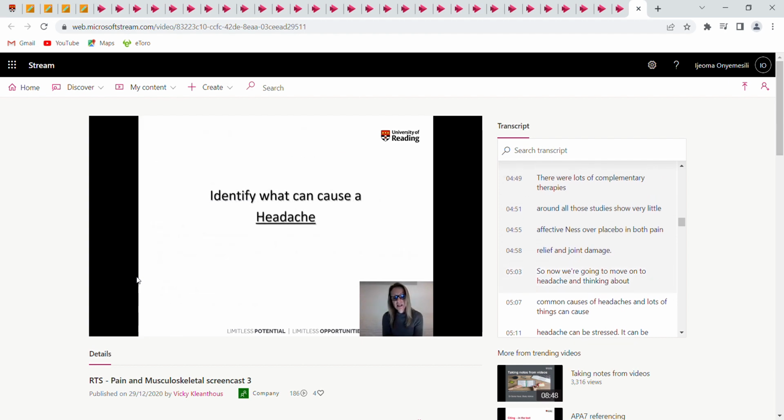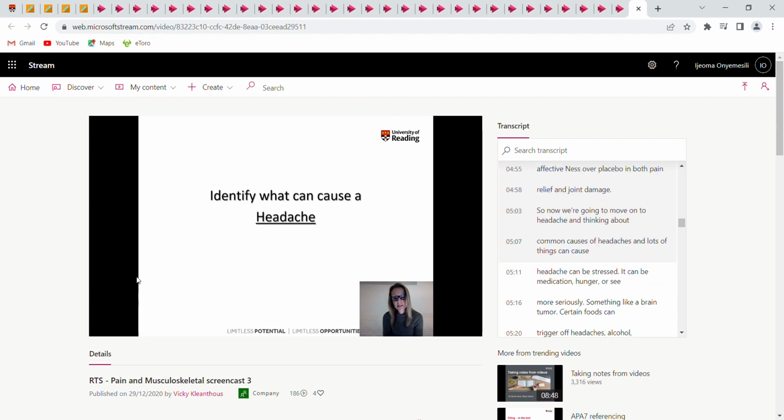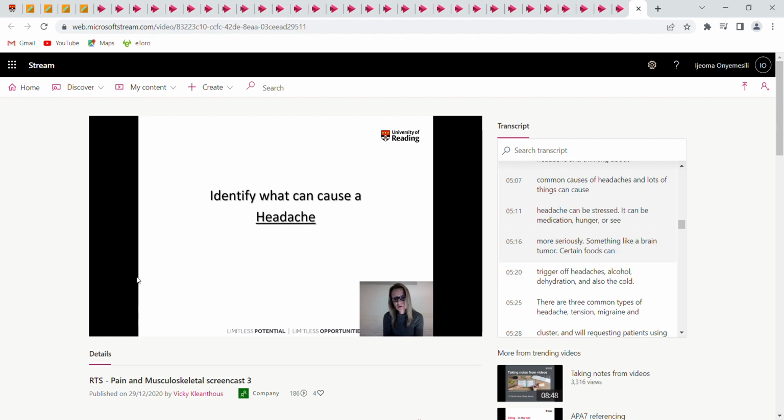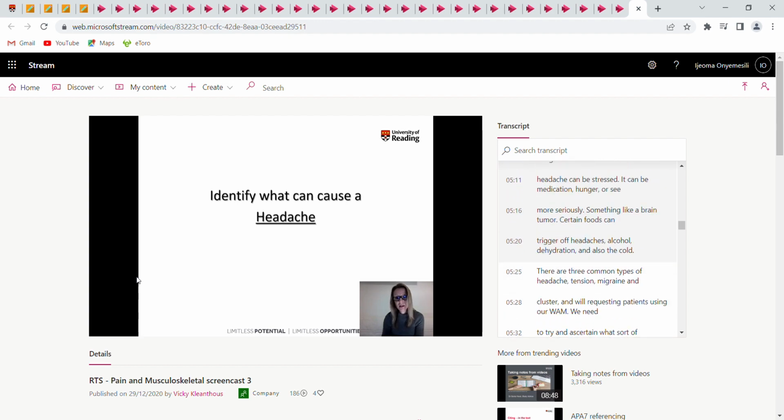So now we're going to move on to headache and think about common causes of headache. So lots of things can cause headache. It can be stress, it can be medication, hunger, obviously more seriously something like a brain tumour. Certain foods can trigger headaches, alcohol, dehydration, and also the cold.